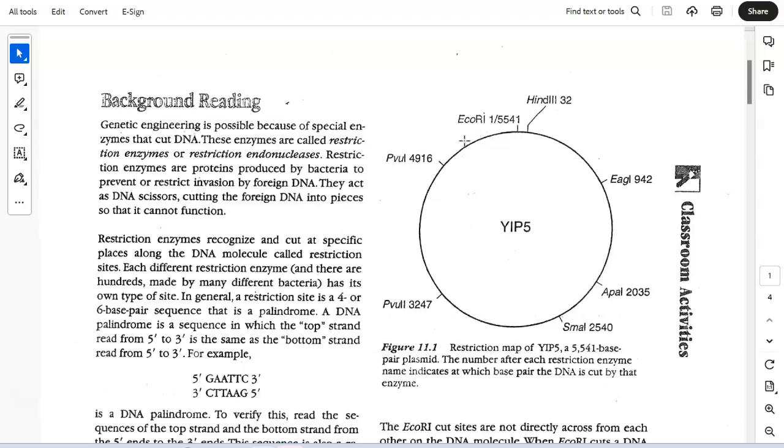Okay, well, that's a description of how to do the assignment, and I hope you found it useful.